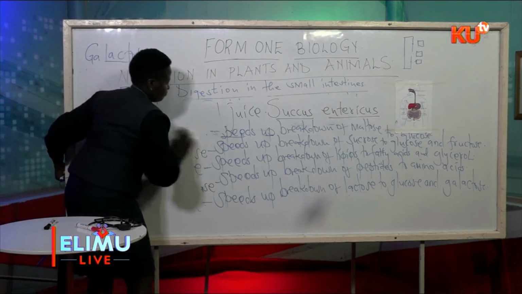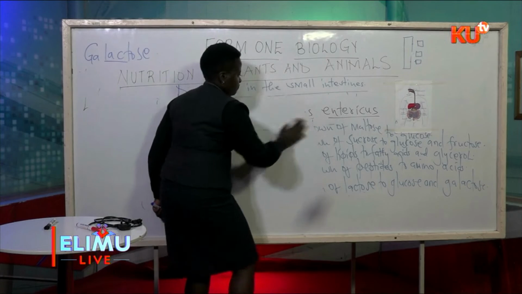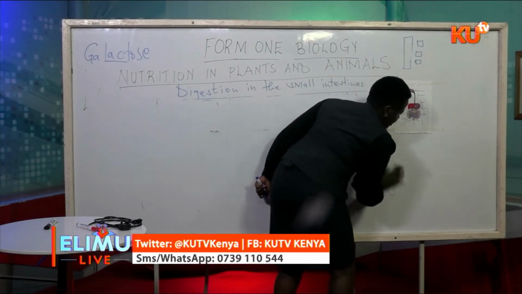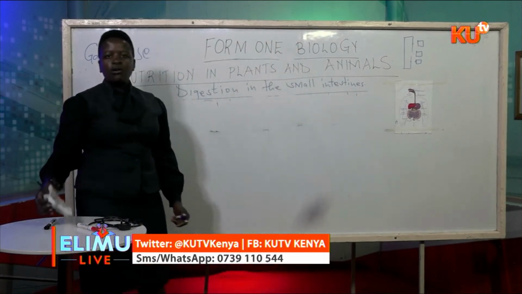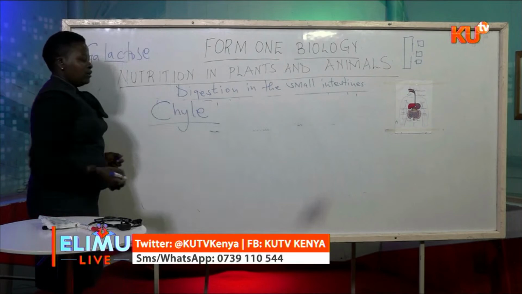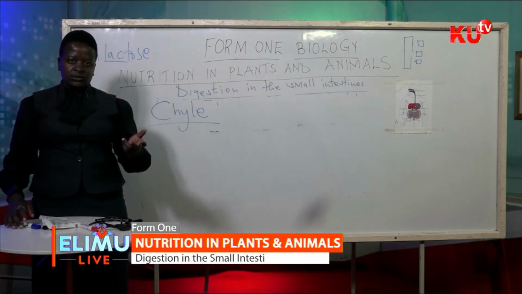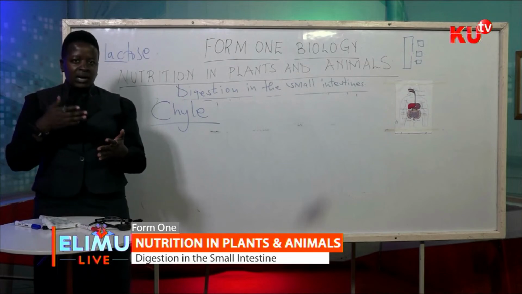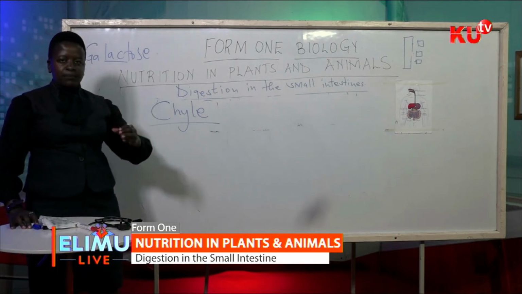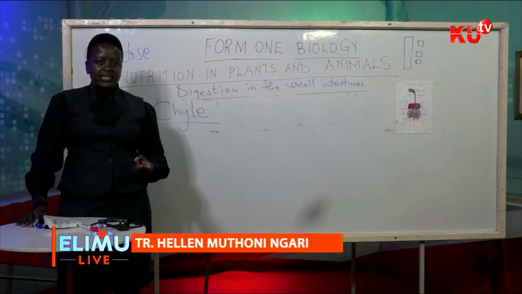Now, when these complex substances have reached the ilium, that is where digestion stops. And the substance that is formed after digestion in the ilium has taken place is called chyle. So chyle is composed of the simple substances we talk about from the term digestion. So digestion is the chemical and mechanical breakdown of complex food to simple soluble substances. So this chyle is made up of the simple soluble substances, for example, glucose, amino acids, and also fatty acids and glycerol.